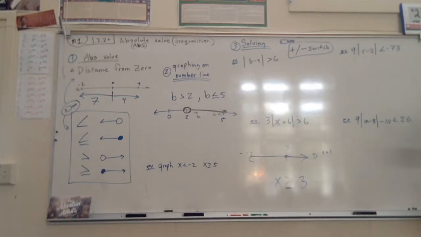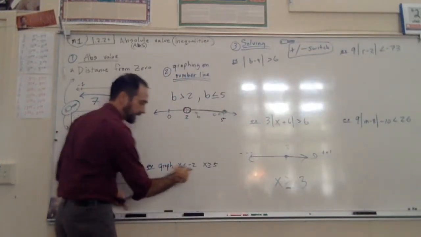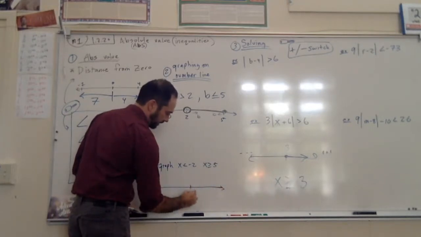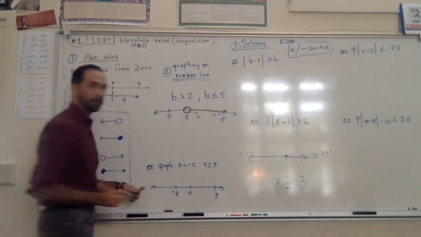Thumbs up, sideways, down for just being able to graph these guys. Good, good, good. All right, perfect. So I'm going to give you a chance on your own. This is x is less than negative 2, x is greater than or equal to 5. So I would start like so. Here's 5. Here's negative 2. And then go graph that for me.